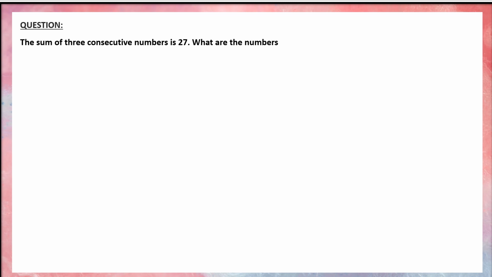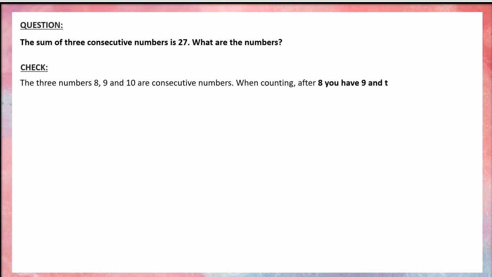We'll check to see if this is correct. So the three numbers 8, 9, and 10 are consecutive, because after 8 you have 9 and then you have 10 in our counting. Then the question also says that the sum of the three consecutive numbers is 27. Let's see whether that's correct. If you add 8 to 9, what do you have? 17. And if you add 10 to 17, you have 27. So the three consecutive numbers we have solved for, 8, 9, and 10, are correct.